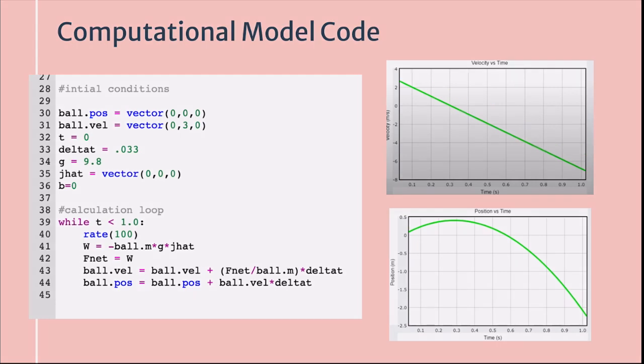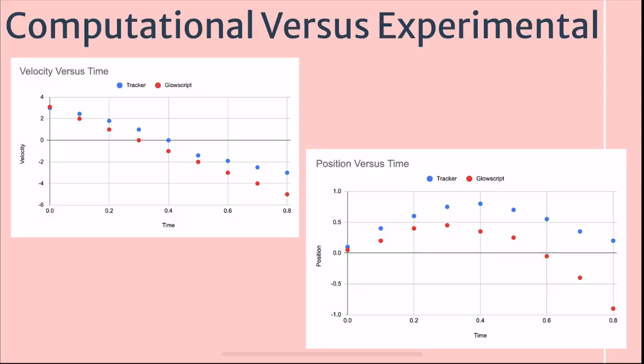Here you can see both the velocity and position versus time graphs, comparing Tracker and GlowScript. The Tracker is in blue, the GlowScript is in red. And you can see that they are fairly similar, not too much different, but for the Tracker one versus the GlowScript, the Tracker always takes a little bit longer to fall back down. So the force of gravity is not as strong, you could say, when interpreting these graphs.